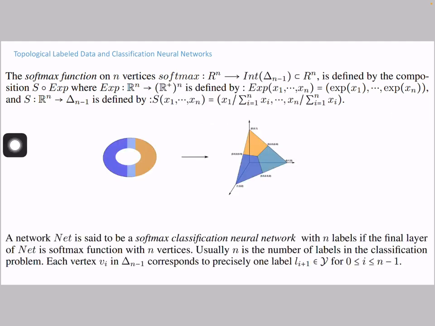A network is called a softmax classification neural network with n labels if the final layer of that network is a softmax function. So n here will always be the number of labels in the classification problem, and each vertex v_i corresponds precisely to one label l_i plus one in the label set that we introduced earlier. This is just for the correspondence between the notations that we had earlier.